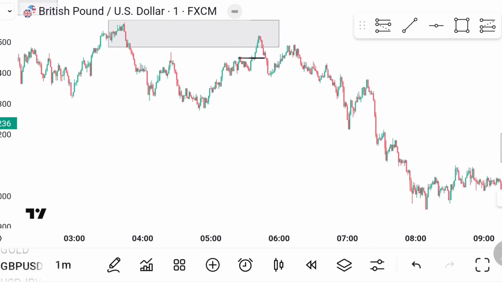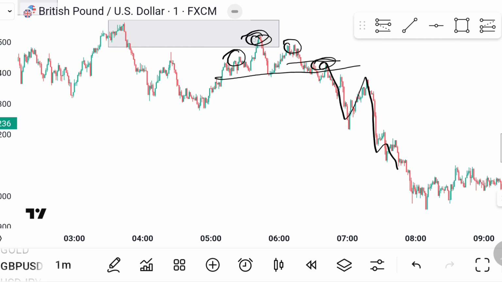Number one, you can see this is left shoulder, head, right shoulder. Once you've had that, the market now returned to this place, retested here. This could be your entry, and you take the market down. That is one way you can enter this trade.